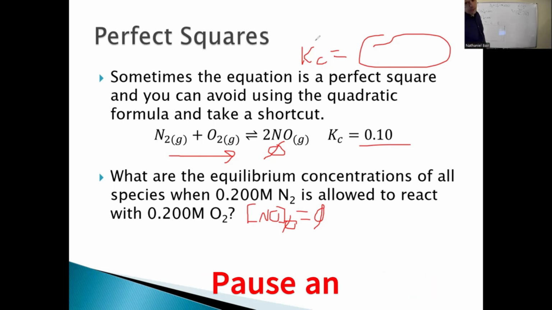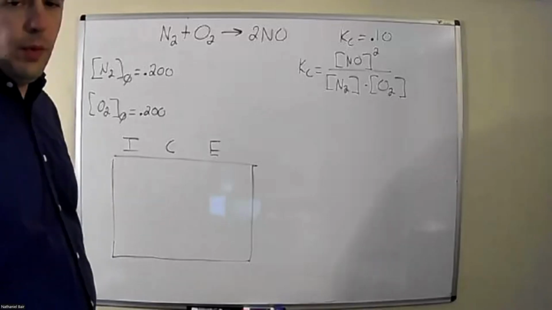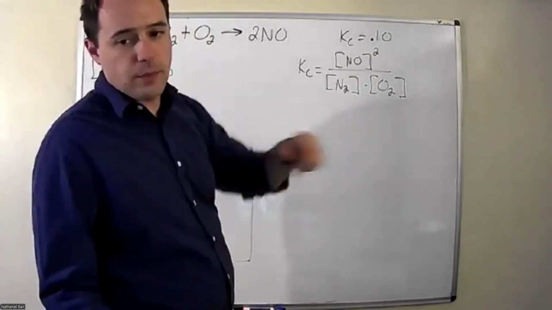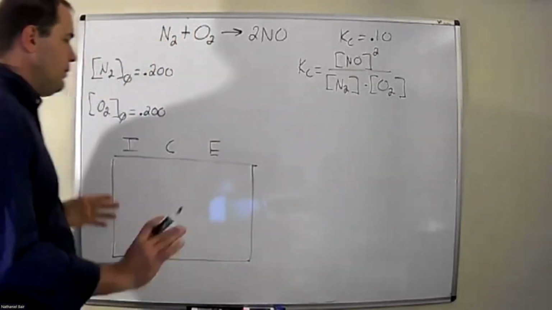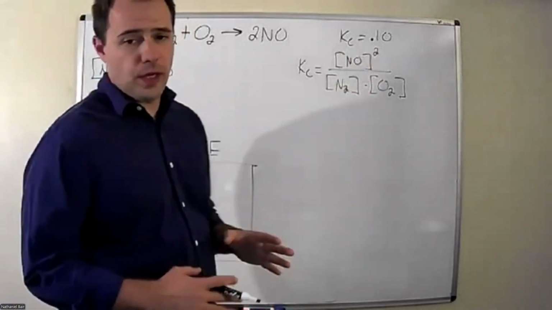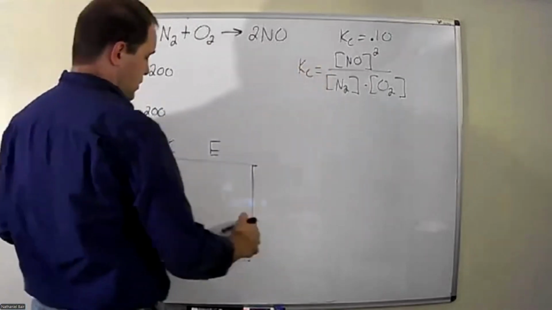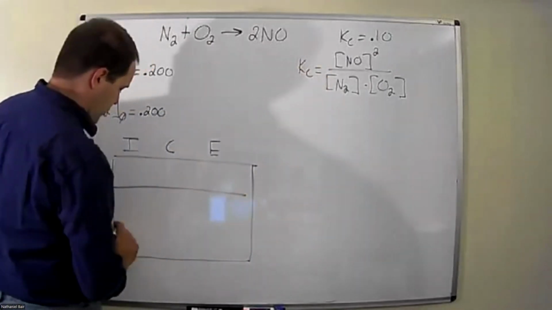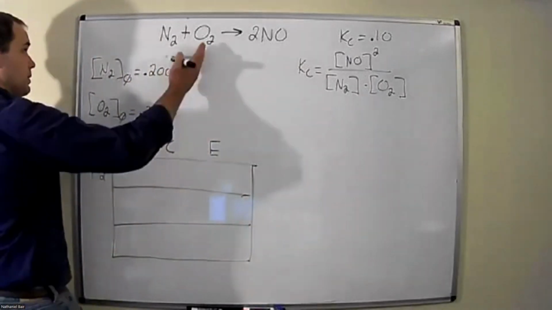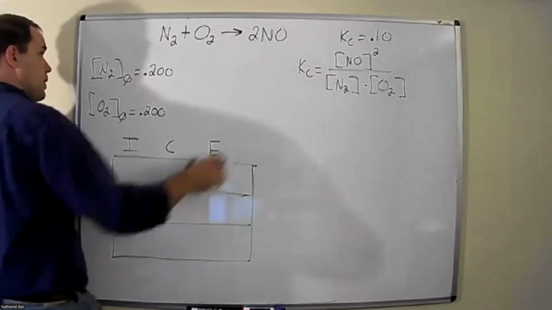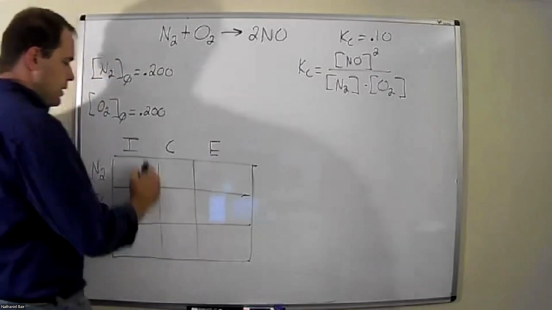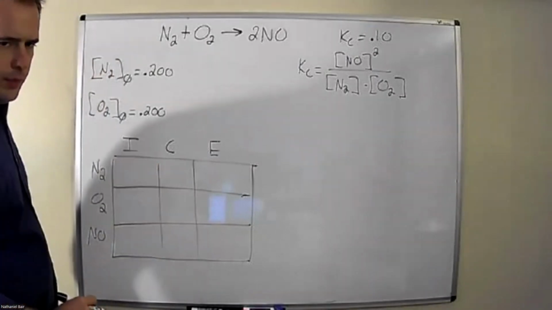All right. So first things first, how do we do with the mass action expression? That's going to be NO squared divided by N2 times O2. Next, we got to make an ice table. Everything that's in your mass action expression gets a row in the ice table. So all three things are in my mass action expression, so my ice table is going to have 3 rows: a row for the N2 concentrations, a row for the O2 concentrations, and a row for the NO concentrations.